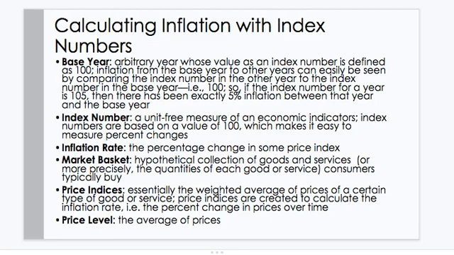Index numbers are based on a value of 100, which makes it easy to measure percent changes. Inflation rate, the percentage change in some price index. Market basket, a hypothetical collection of goods and services, or more precisely, the quantities of each good or service consumers typically buy. Price indices, essentially the weighted average of prices of a certain type of good or service. Price indices are created to calculate the inflation rate, i.e. the percent change in prices over time. Price level, the average of prices.